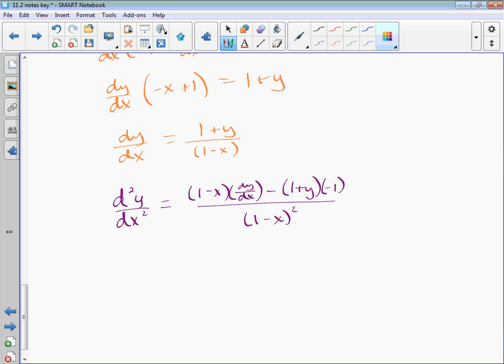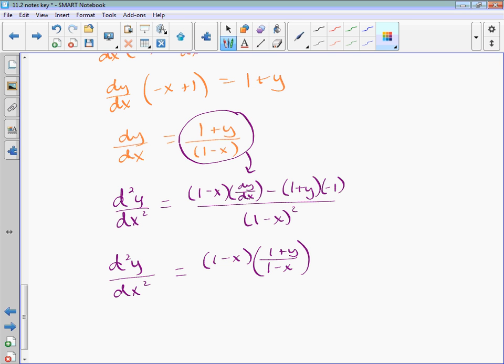Okay. Didn't we find dy dx right here? Okay, so we can substitute that in. You're not moving that to the other side or anything like that, because we still just want the second derivative. So you don't have to do anything on the left side of your equation. But I now have 1 minus x times 1 plus y over 1 minus x. And then I can go ahead and simplify this. Do you guys agree that it would just be plus 1 plus y? You see it? All over 1 minus x squared.